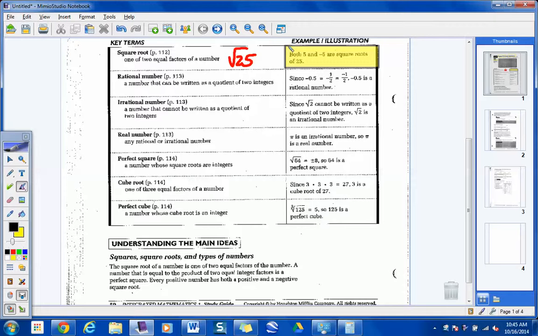Because if I work backwards, a negative 5 times a negative 5 puts you back at that positive 25. So the thing I want you to understand about square roots is they can either be positive or they can also be negative. As an example, if I say what's the square root of 49, you would say it is positive or negative 7.